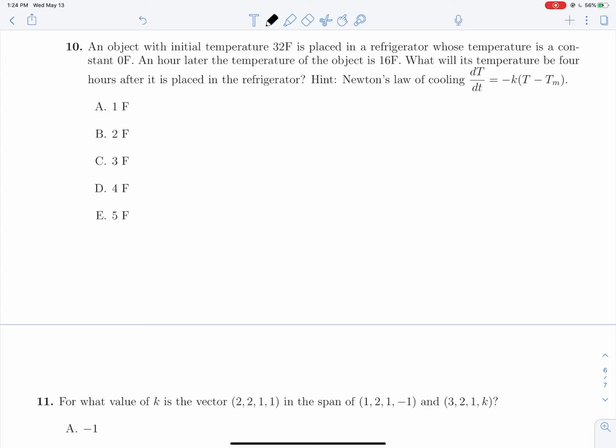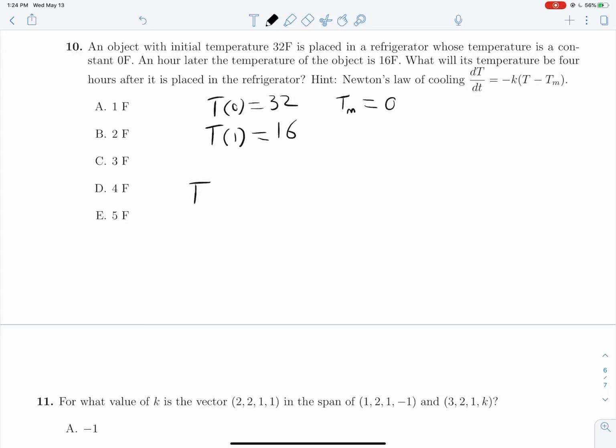An object with an initial temperature of 32 degrees, so let's note that down, T of 0 is 32, is placed in a refrigerator whose temperature is a constant 0 Fahrenheit. And in this equation here, that is represented by Tm. So T subscript m is equal to 0. An hour later, so T at 1, the temperature of the object is 16 degrees Fahrenheit. What will its temperature be 4 hours later after being placed in the refrigerator?